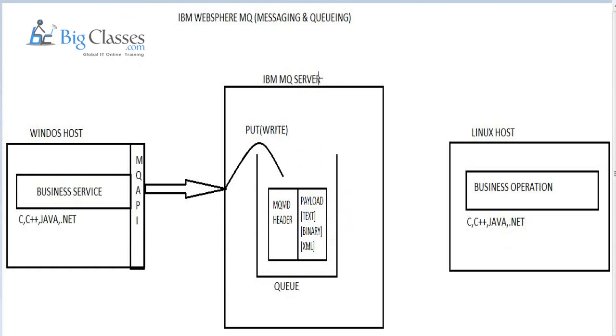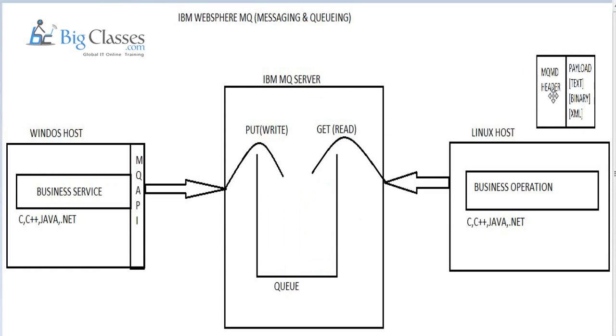If the destination application is available online, it connects to the MQ server. It gets the message from the queue. Get is nothing but read. When an application retrieves a message from the queue, the message is no more there. The MQ server supports once and only once delivery and guaranteed delivery.